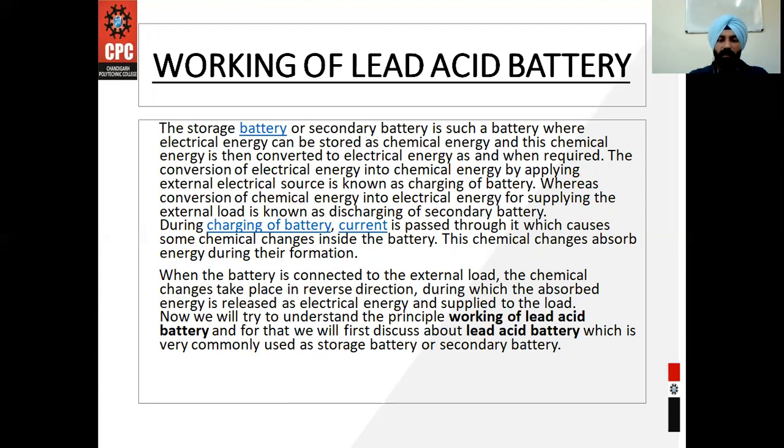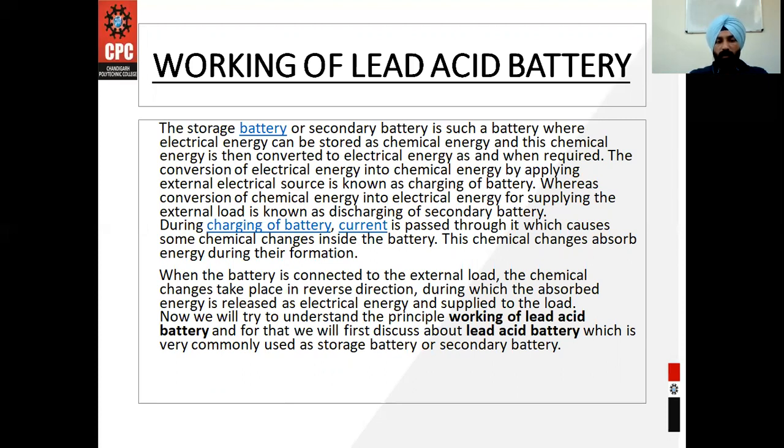During charging of a battery, current is passed through it, which causes some chemical changes inside the battery. The chemical changes absorb energy during their formation. When the battery is connected to the external load, the chemical changes take place in the reverse direction, during which the absorbed energy is released as electrical energy and supplied to the load.